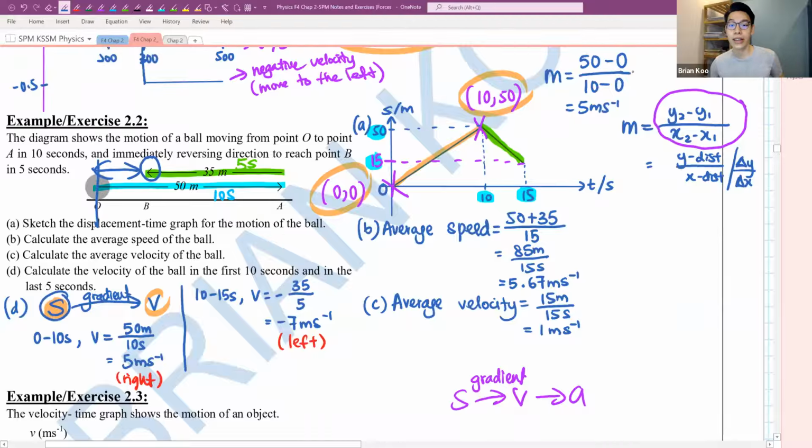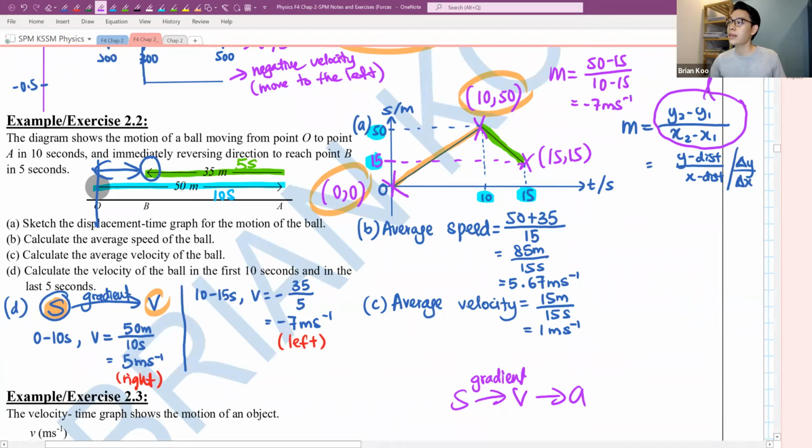I get a positive value, right? Which means it is going to the right. And you look at the diagram, originally it's moving to the right as well. The blue color part is where it goes forward. Then after that, it turns back. So for the next part, I'm expecting a negative velocity. If you want to use the formula, then this one would be 15, 15. The gradient would be y minus y over x minus x. You type that, you get -7.